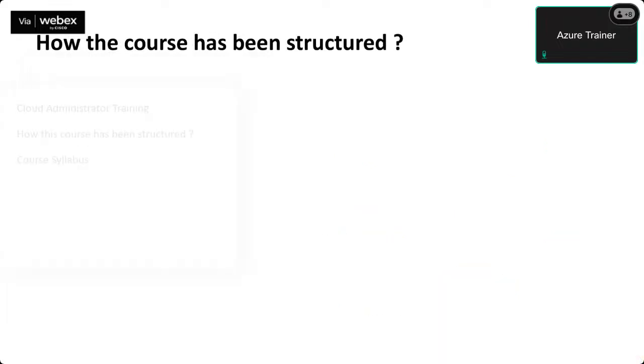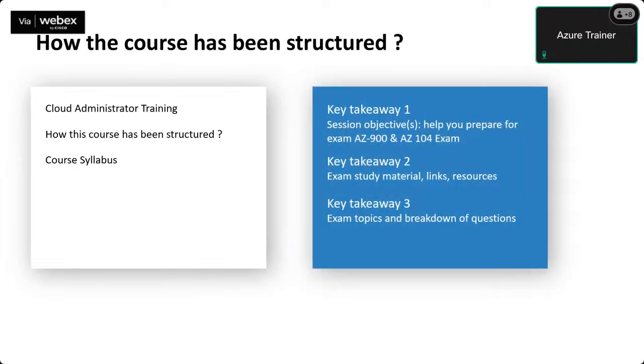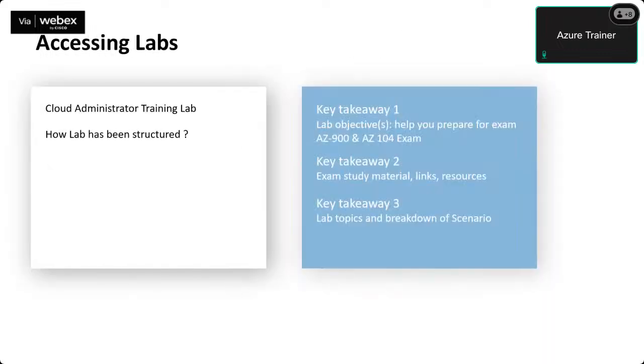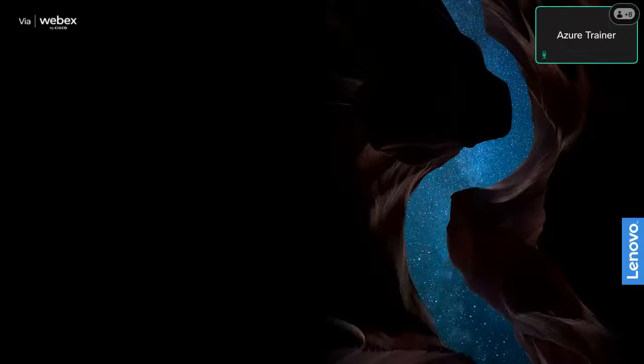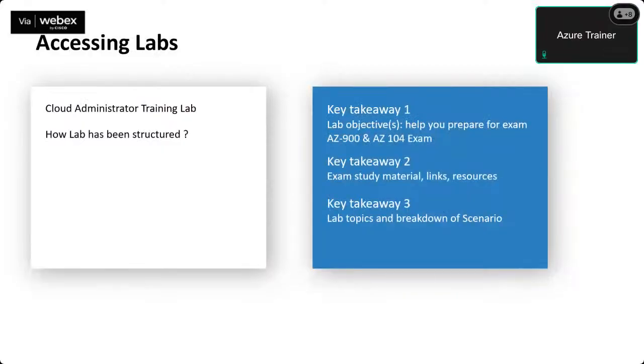Now coming to how the course has been structured. I mentioned that Microsoft has exam numbers for all these programs. For this program, AZ-900 and AZ-104 are the exams available here. So we are focusing on the objectives Microsoft has given for the AZ-104 and AZ-900 exams. All your lab modules will be shown with the help of the Microsoft portal, portal.azure.com. I'll be showing you all the demos inside the Microsoft portal. Let me show you here. This is the portal.